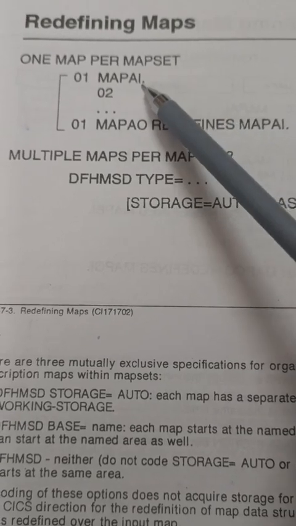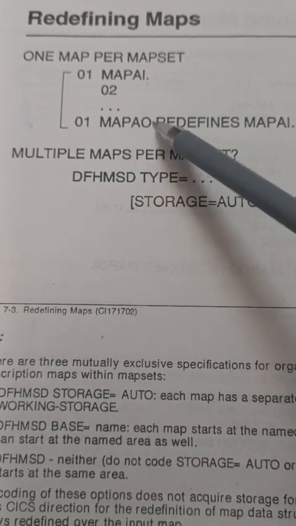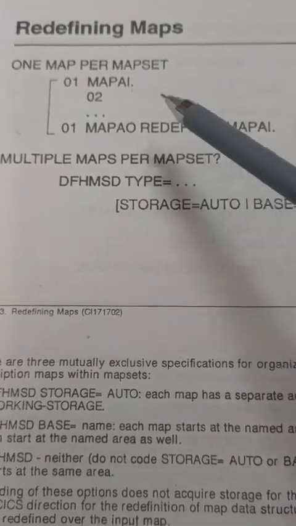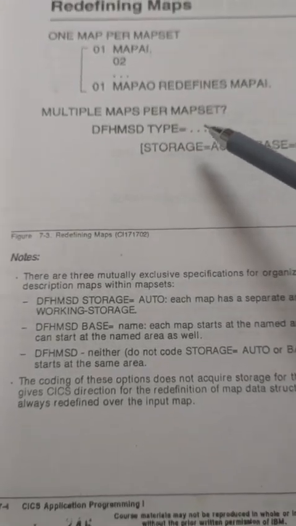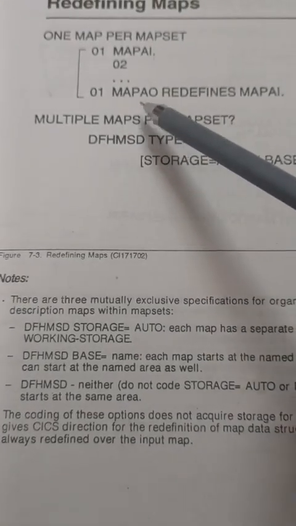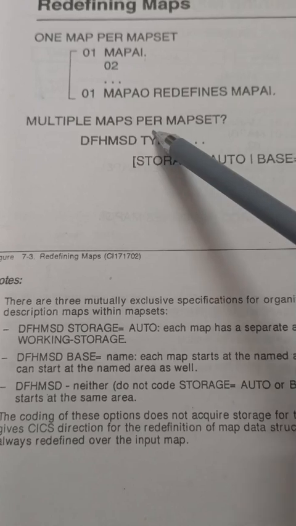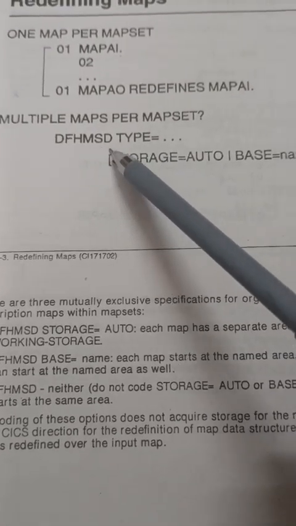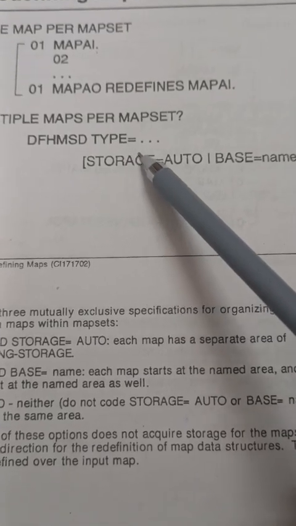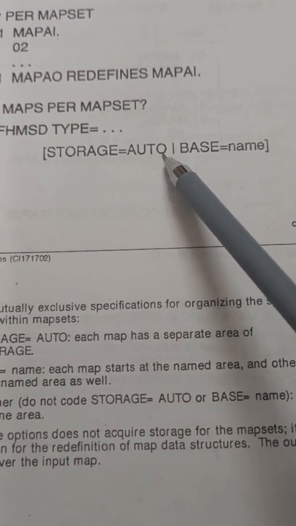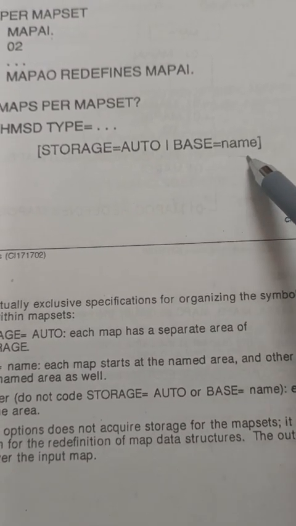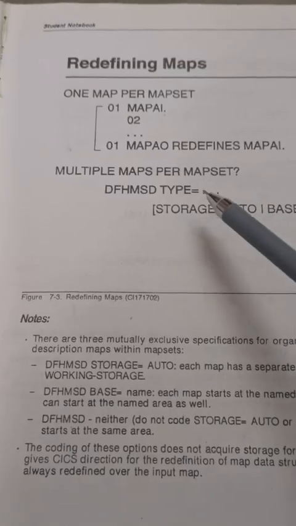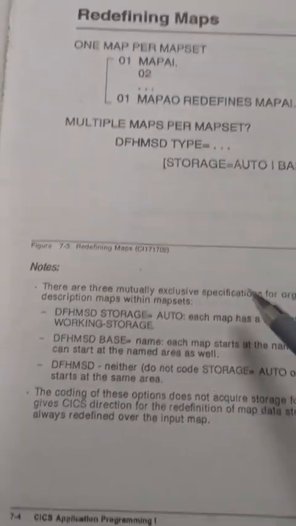If you are doing one map in a map set, the input and output will be redefined on the same structure. Memory will occupy the same area. That's why it's redefining. For multiple maps in a map set, you have to mention in the DFHMSD that STORAGE=AUTO, and BASE=name. These are two types, and we have mentioned STORAGE=AUTO here. We have another type, BASE=name here.